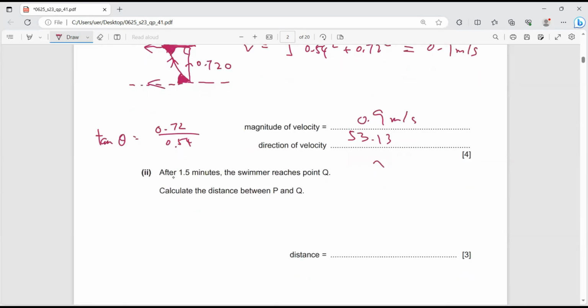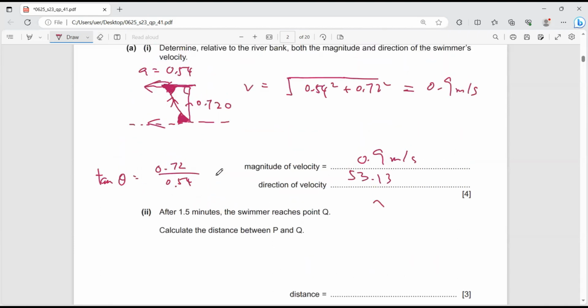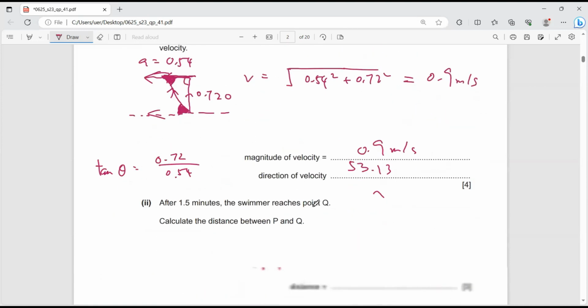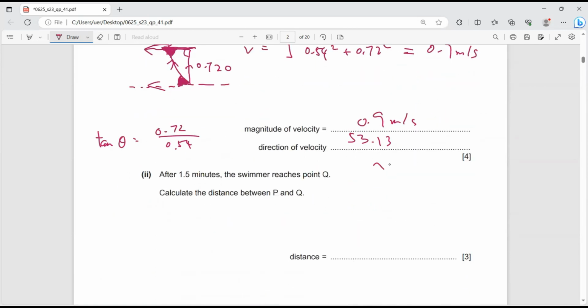Okay, next question, after 1.5 minutes it reached point P. What's the distance between P and Q? We know the speed is 0.9, times the time, 1.5 minutes converted to seconds. We get the answer 81 meter.